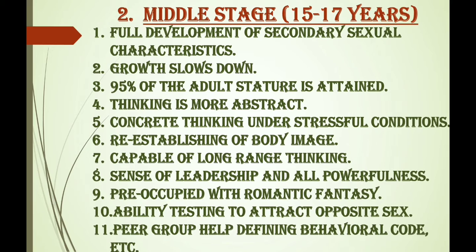Re-establishing of body image takes place. They are capable of long-range thinking. Sense of leadership and all-powerfulness develops. They will always be preoccupied with romantic fantasy. Ability testing to attract the opposite sex. Peer group helps in defining behavioral code, etc. All these things will be there in the middle stage of adolescence.